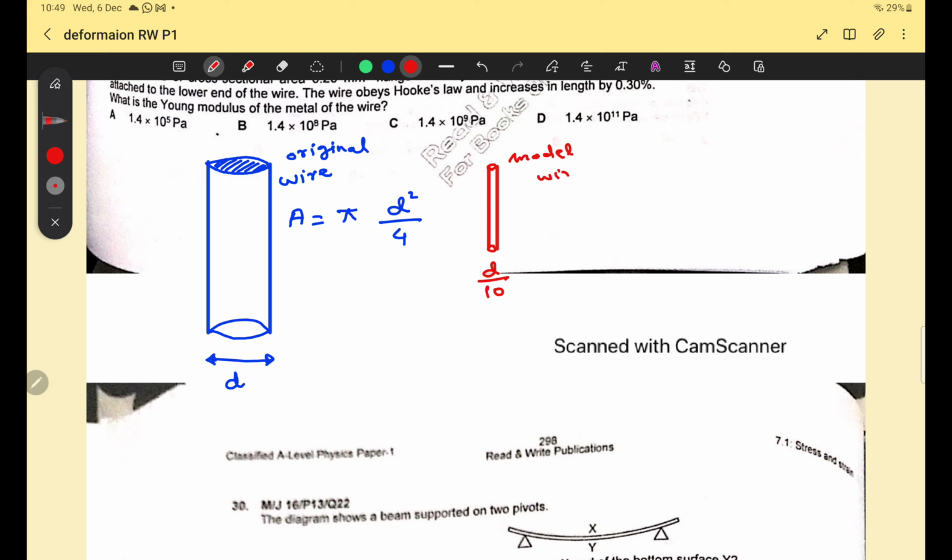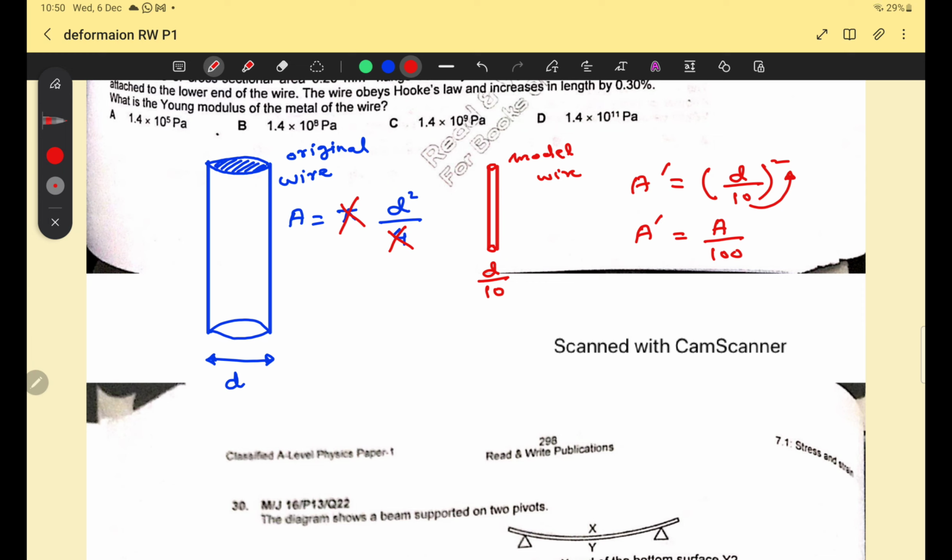It is a model wire having dimension 1 upon 10. So if I ask you what will be its area, you know that pi is a constant. The new thing is d upon 10 squared. Diameter is reduced to d upon 10, so d squared remains the same and the area will reduce by 1 upon 100. 10 squared means area is reduced by 1 upon 100.